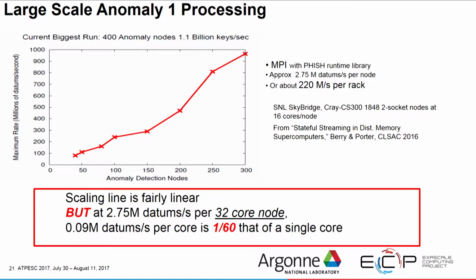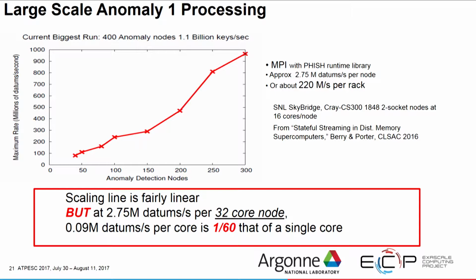And you look at that curve, and that's a pretty darn good weak scaling curve. In other words, the datums per second you get out, you add more nodes, you get more performance, and it looks pretty decently linear. So that looks good until you actually look at the numbers.